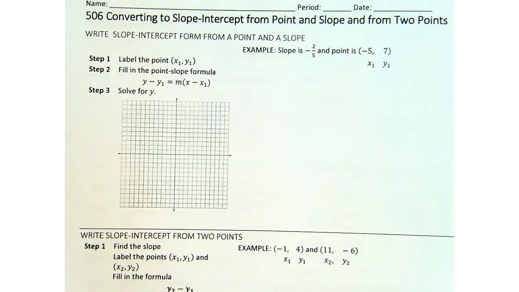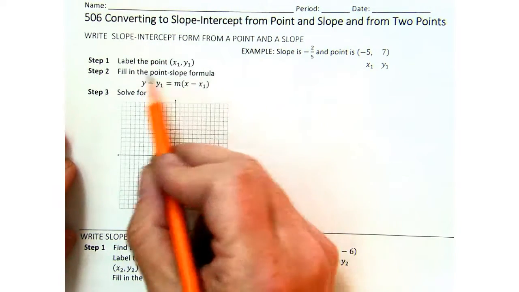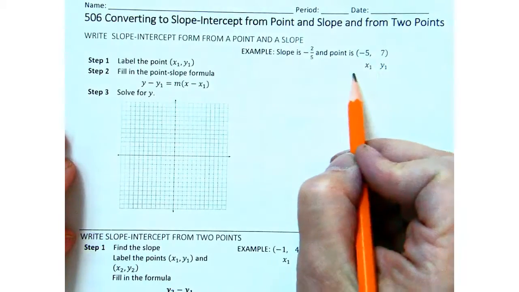Converting to slope-intercept from point-slope or from 2 points. In the lesson today, we will be learning how to find the slope-intercept form of an equation from a point on the line and the slope of that line, or from 2 points. We're going to start by finding the slope-intercept form of the equation from a point on the line and the slope. Start by writing the point-slope form of the equation.